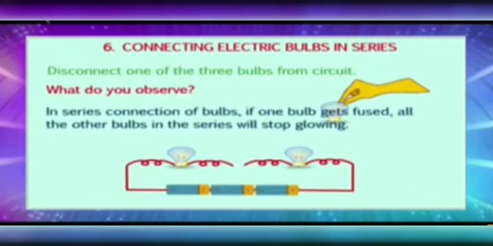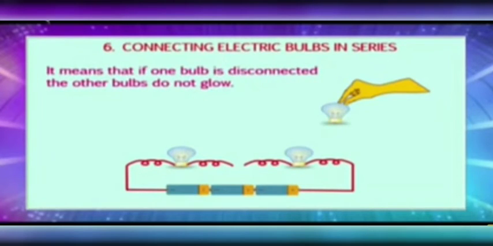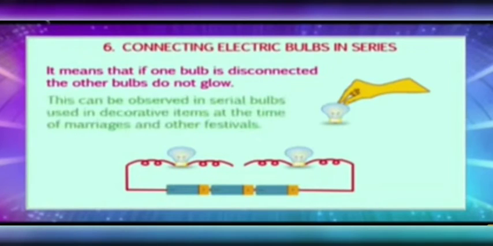In series connection of bulbs, if one bulb gets fused, all the other bulbs in the series will stop glowing. It means that if one bulb is disconnected, the other bulbs do not glow. This can be observed in series bulbs used in decorative items at the time of marriage and other festivals.